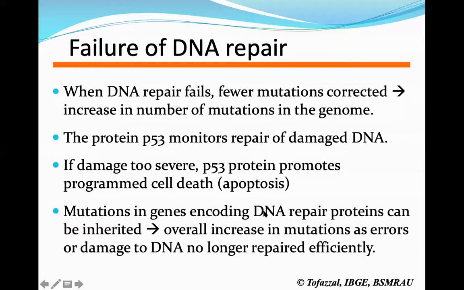Mutation in genes encoding DNA repair proteins can be inherited, because if a mutation has taken place, it can be inherited from one generation to another if it is stable. Overall, there is an increase in mutations as errors or damage to DNA are no longer repaired efficiently. If there is too much mutation in the DNA, the efficiency of error correction is poor.